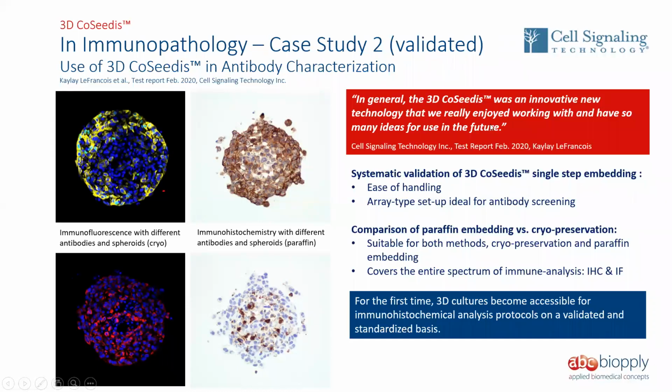And here you can clearly see that they were quite satisfied, because handling of such spheroids is a lot easier. You don't have to manipulate individual spheroids. It can all be done in the chip, and therefore makes damaging or losing spheroids almost impossible.